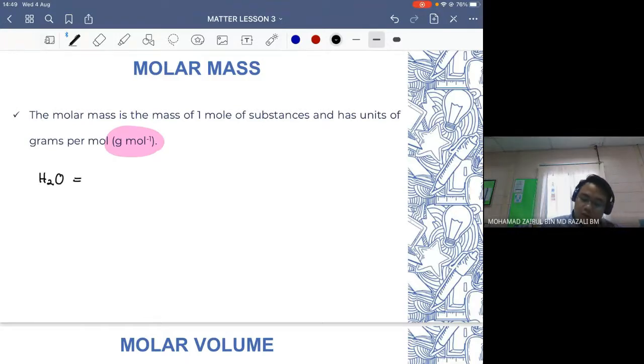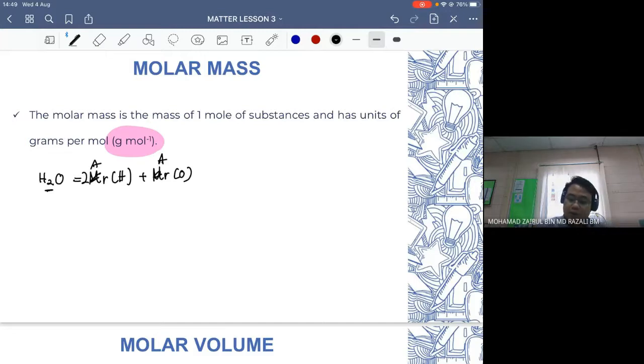Water. So in order to find the molar mass of water, you need to get the molar mass of hydrogen. You need to multiply by 2, sebab kita ada 2 depan ni. Plus molar mass of oxygen. Sorry, A, bukan M.